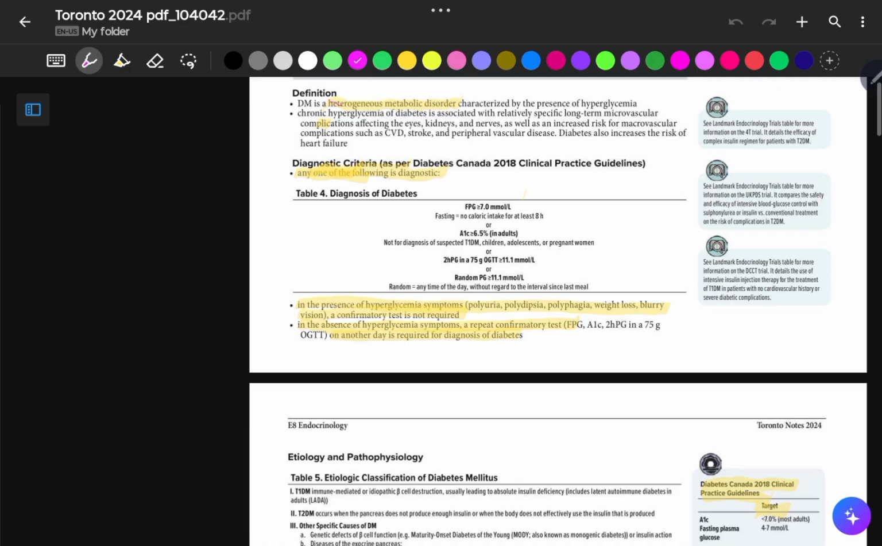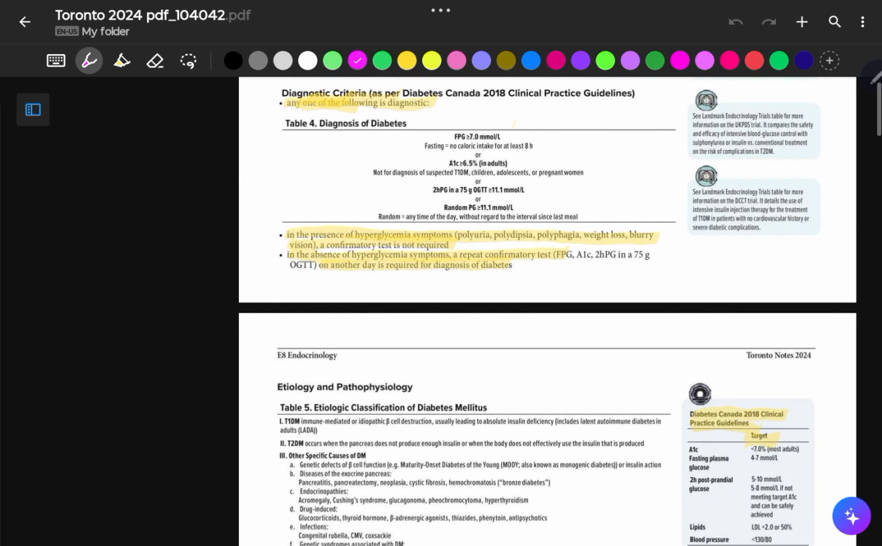Or your 2-hour plasma glucose. You give a patient 75 grams of oral glucose, and then after 2 hours you check the plasma glucose. If that is more than 11.1, that's diagnostic. Or you do a random plasma glucose and it's equal to or more than 11.1. A random plasma glucose means any time of the day, without taking into consideration when the patient's last meal was. So we have four points for diagnosis: first, fasting plasma glucose; second, HbA1c; third, 2-hour plasma glucose once the patient has been given 75 grams of oral glucose; fourth, random blood glucose. That's the diagnostic criteria.